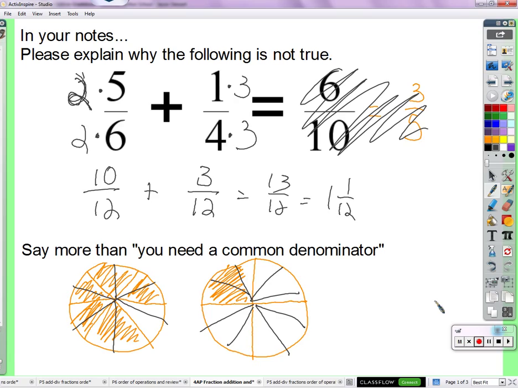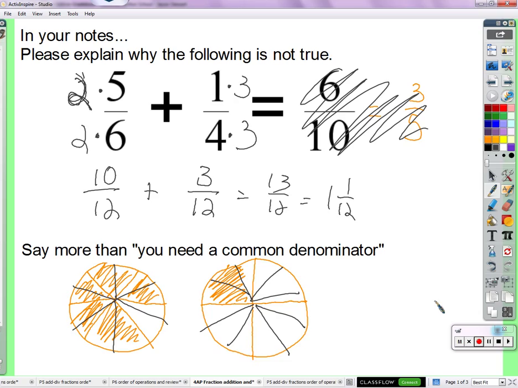So why can you not say 5/6 plus 1/4 is 6 tenths? Someone other than Shelby. Why can we not add together 5/6 and 1/4? Why can't we just add them up and say, oh, we got 6 of them? Because they're 2 different things. It's exactly right, 100%. Couldn't be any more right than that. They're 2 different things.